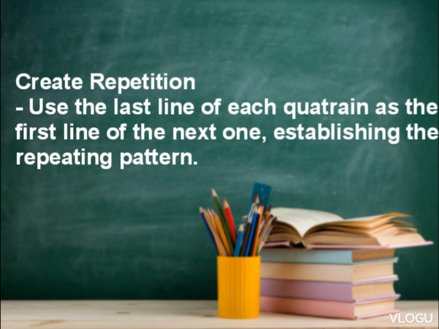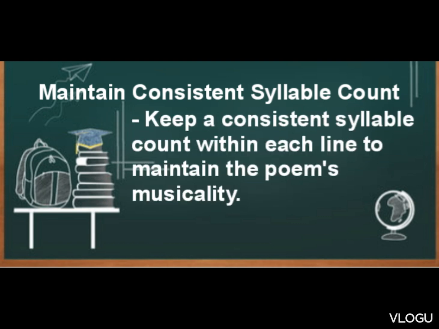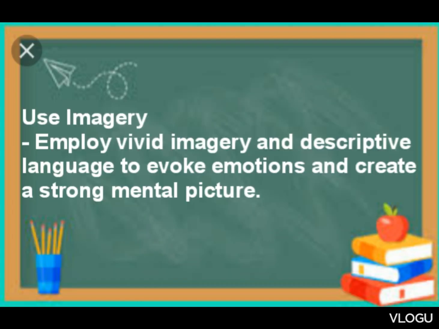Create repetition. Use the last line of each quatrain as the first line of the next one, establishing the repeating pattern. Play with line length. Experiment with varying line lengths to add rhythm and variation to your pantoum. Maintain consistent syllable count. Keep a consistent syllable count within each line to maintain the poem's musicality. Use imagery. Employ vivid imagery and descriptive language to evoke emotions and create a strong mental picture.